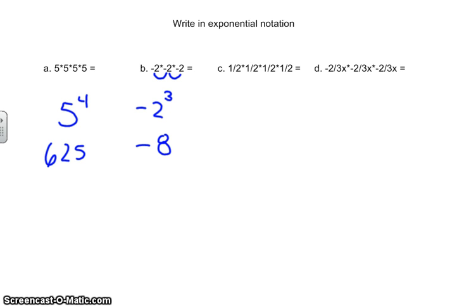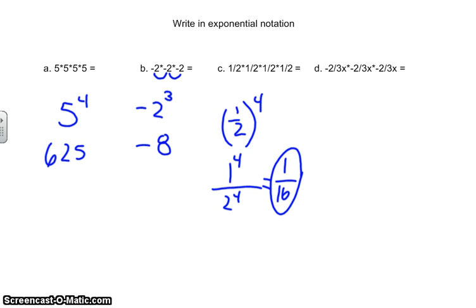Checking out my next one, I have 1/2 as my base. And I have 4 of them. So I'm going to put the whole thing in parentheses and say 4. That means that the whole 1/2 is to the 4th, not just the one on top. So 1/2 to the 4th. So what I basically have is 1 to the 4th over 2 to the 4th, which is equal to, 1 to any power is still going to be 1, and 2 to the 4th power is 16.